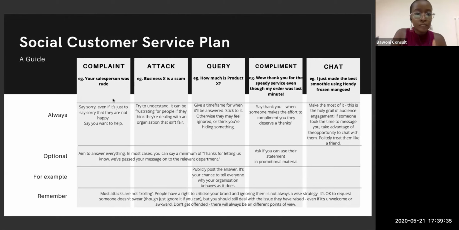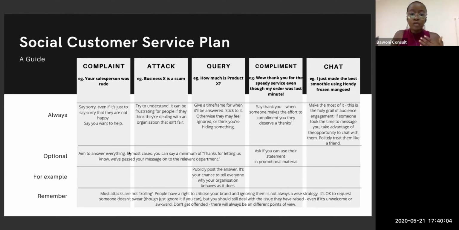So let's start with complaints. When someone makes a comment that your salesperson was rude, the immediate action that you should always have is to apologize, okay? So rather than asking what happened first, always apologize. Say sorry, even if it's to just say sorry that they are not happy, and say you want to help. That is a very good way to de-escalate the tension between the customer and your brand. So that would be the immediate response after their comments.